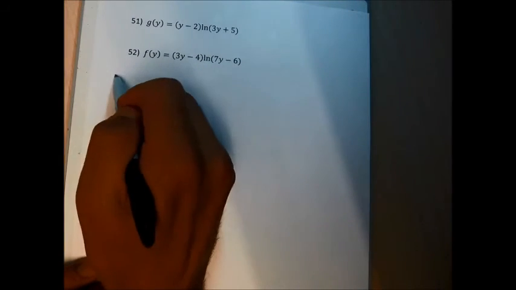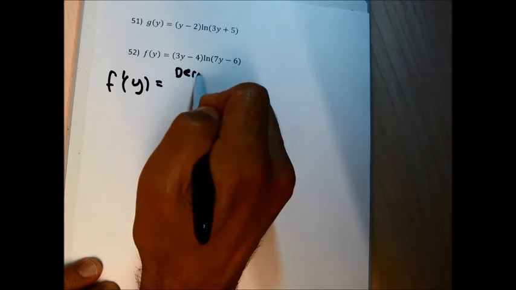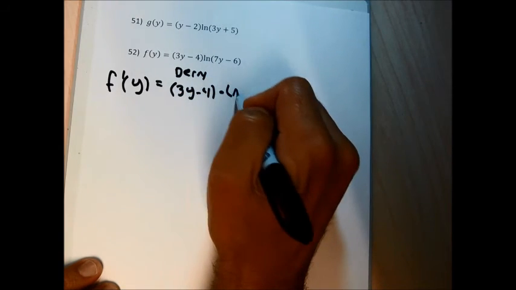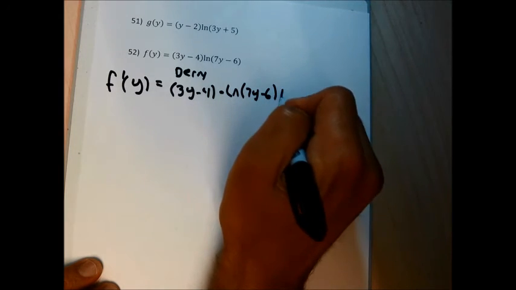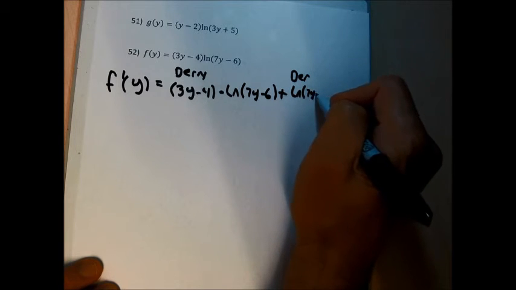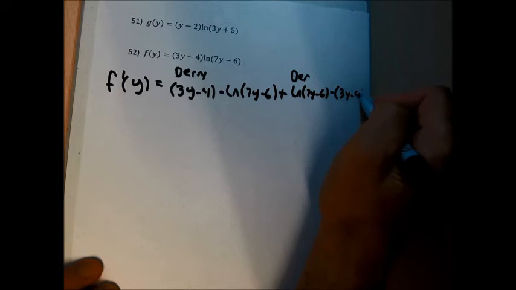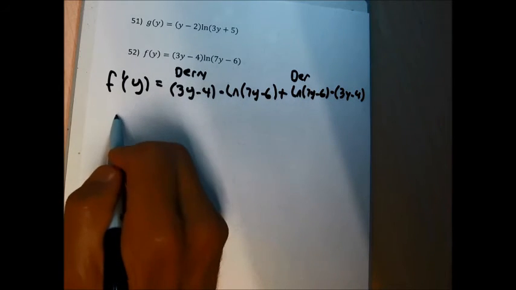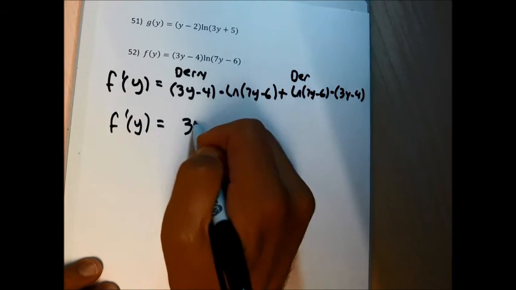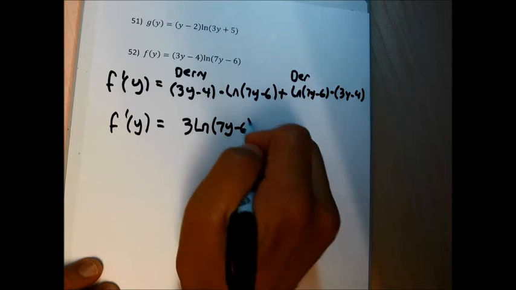Alright, so product rule. F prime of y is going to equal the derivative of 3y minus 4 times the natural log of 7y minus 6 plus the derivative of the natural log of 7y minus 6 times 3y minus 4. The derivative of 3y minus 4 is just 3 because the derivative of 3y is 3, the derivative of minus 4 is 0. So the first piece comes out to 3 times the natural log of 7y minus 6.